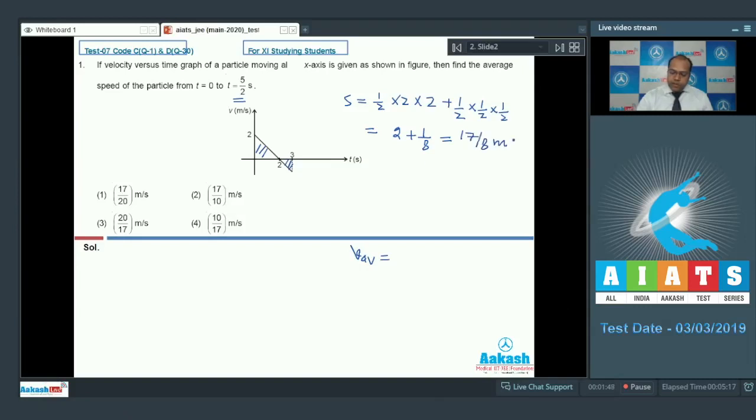So this comes out to be 17/8 meter. So the average speed can be written as total distance 17/8 divided by total time, that is 5/2. So on solving, it comes out to be 17/20 meter per second. So option 1 is the correct answer. Let's move to question number 2.